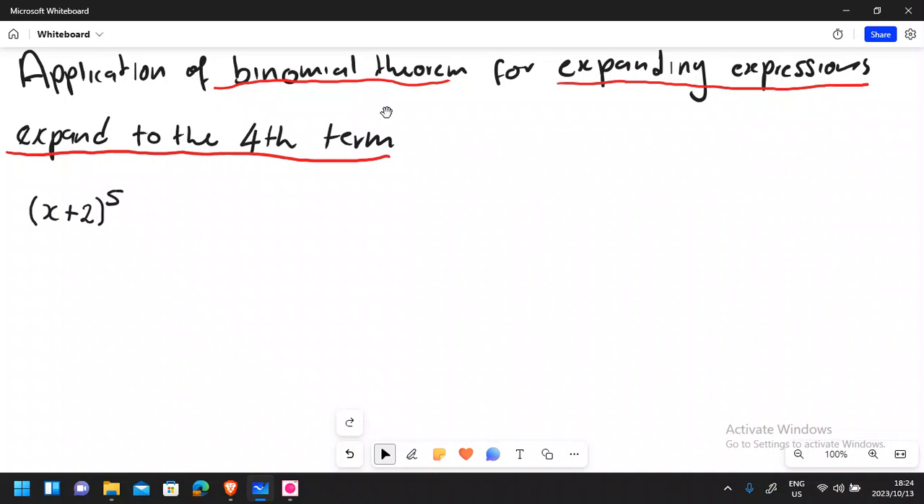If you have watched the videos, that's nice. You can pause this and solve that expression there, where we have open bracket x plus 2 close bracket to the power of 5. So we need to expand that expression to the fourth term. Now let's start.